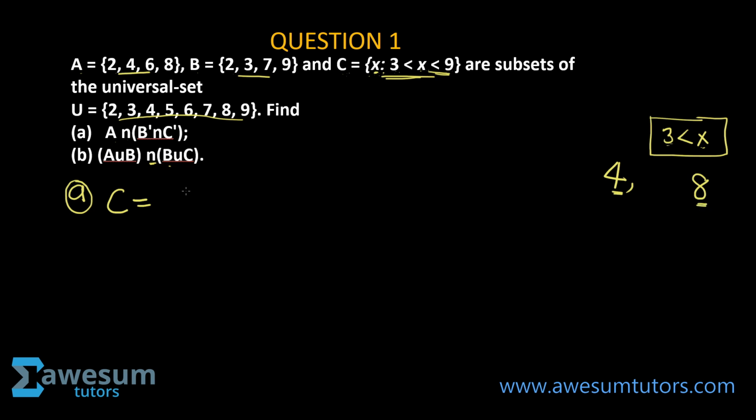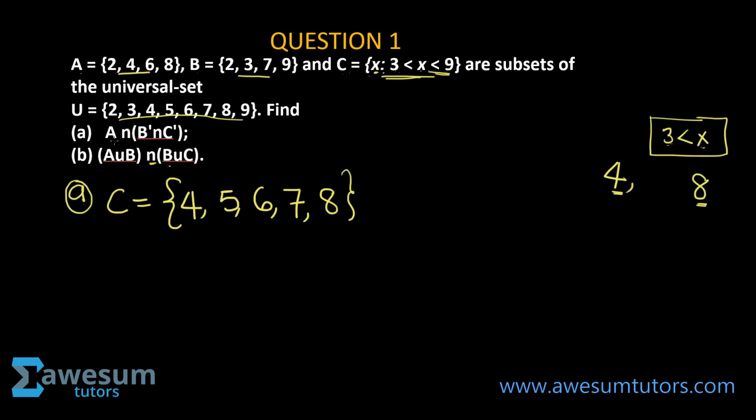So what are the elements of C? Remember, this is your universal set 2 3 4 5 6 7 8 9. So my element of C, remember to put these brace brackets, would be 4, 5, 6, 7, 8. 4 5 6 7 8 would be the elements of C.